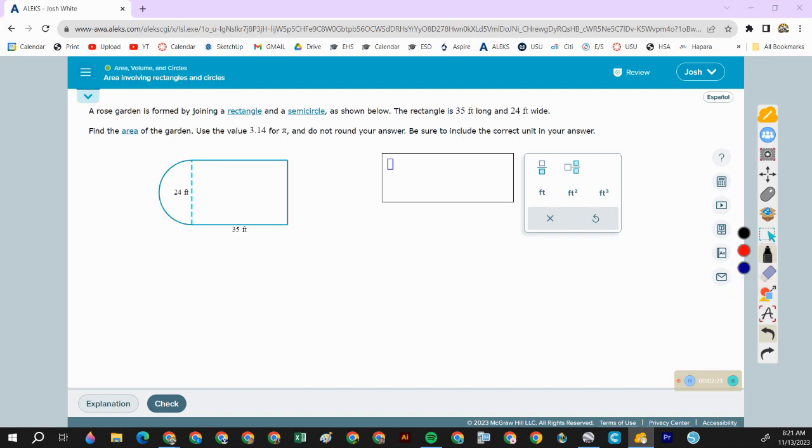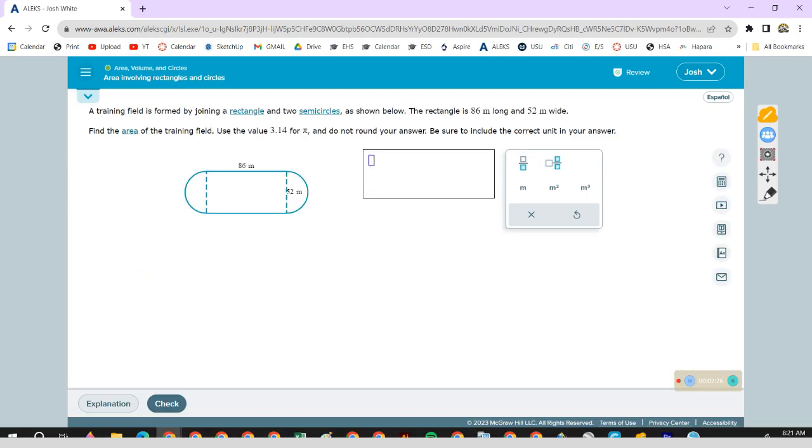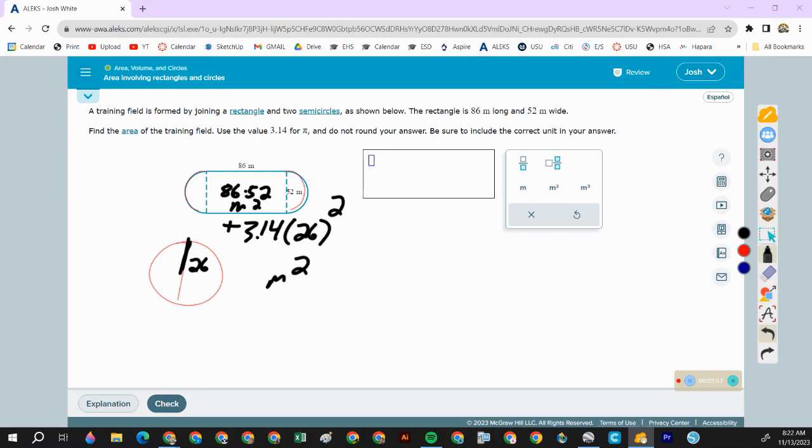Okay, let's do another one. So the area of the rectangle in this case is 86 times 52, and that would be meters squared. And then I have 2 semicircles, so I could put those together for a full circle, and the radius of that circle is going to be 26. So 86 times 52 plus 3.14 times 26 squared, and then this is going to be in meters squared.